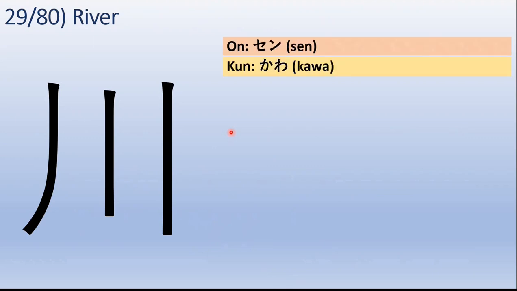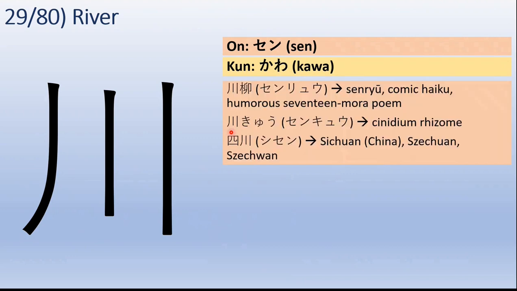The 29th of the series is river. In On'yomi we call it sen. In Kun'yomi we call it kawa. Senryu means comic haiku, humorous 17 mora poem. So the Japanese people will know this. Then we have Senkyu. Senkyu means Cnidium rhizome. Then we have Shisen, which is Sichuan or China, Szechuan also. We come across this word in several Chinese dishes as well.